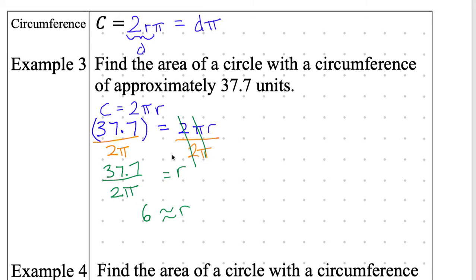Sergio, go for it. 6. Yeah, plug in 6. Tell me what the original formula is, and then we'll plug in on the next line. What's the original formula? Area is equal to pi r squared. And then when I plug in, I'll get area is equal to pi 6 squared. And then Sergio, I'm not done with you yet. What is 6 squared? 36. There it is. So area is equal to 36 pi.